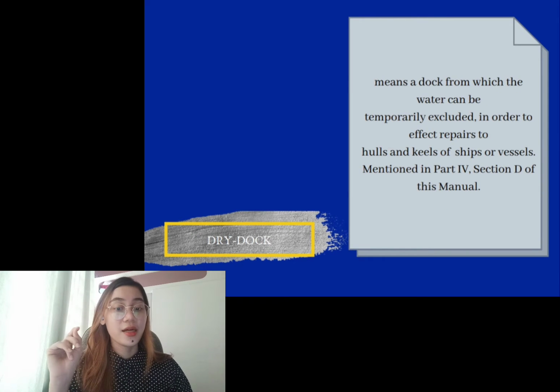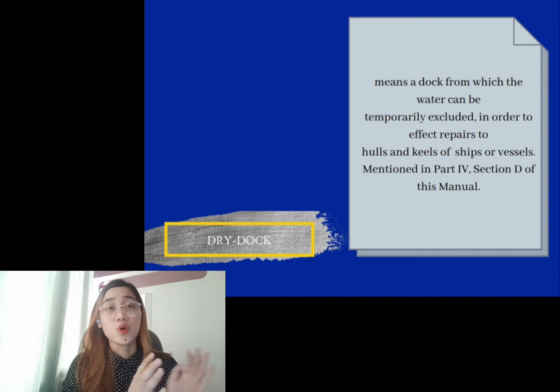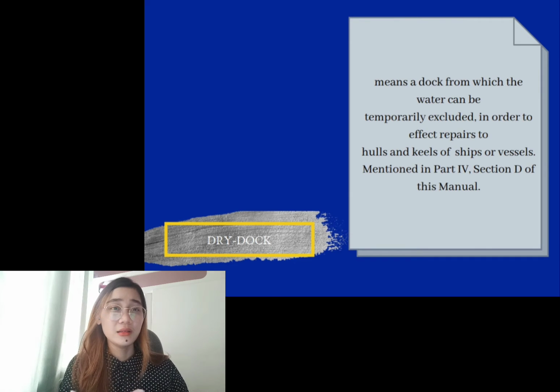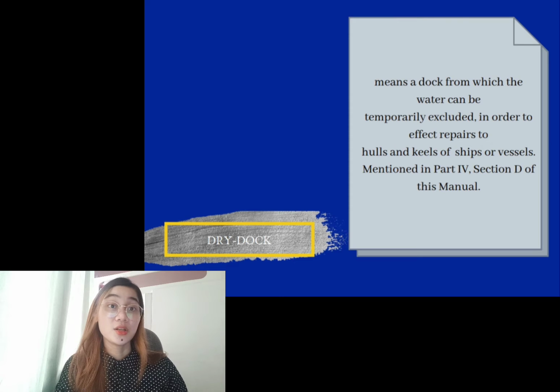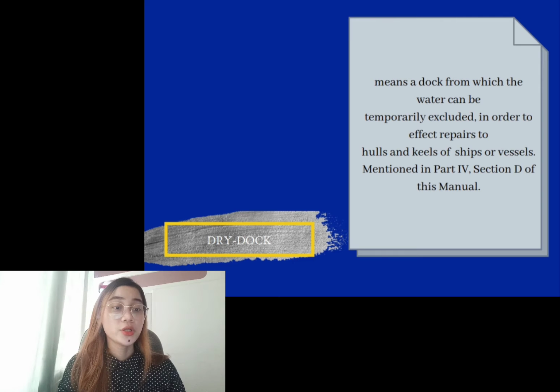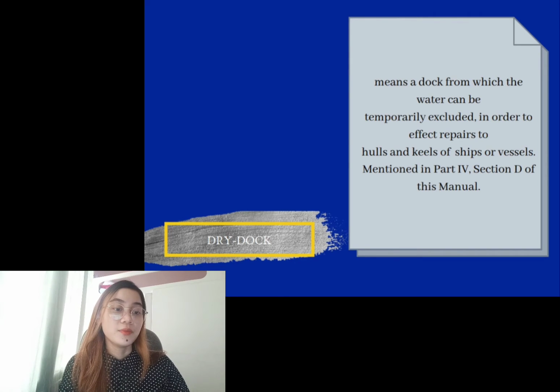Next is the dry dock. I don't have an image here because I'm not quite sure what I will put in here, and there was none. So let me just say something about this. It means a dock from which the water can be temporarily excluded in order to effect repairs on hulls and keels of ships or vessels. It is mentioned in part 4, section D of this manual.